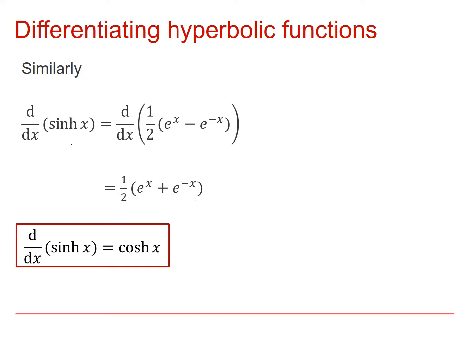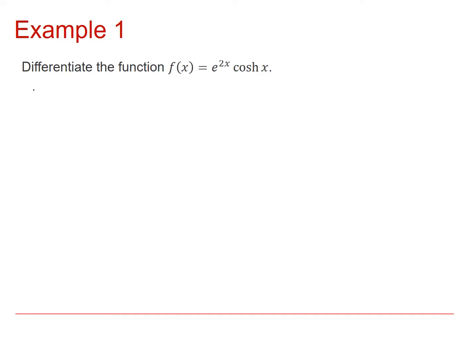So if we differentiate cosh x, we get sinh, and if we differentiate sinh, we get cosh. There's no sign changes, and of course for integration we get exactly the same thing. Integrate sinh and we get cosh, integrate cosh, we get sinh. How could I use that here?